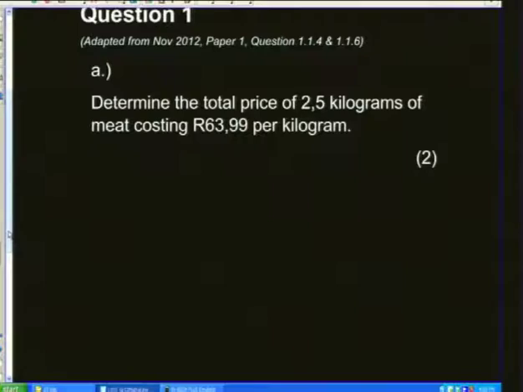And you know what? Let's get on with some mathematical literacy. Our first question comes from the November 2012 paper 1. Let's have a look at it. Determine the total price of 2.5 kilograms of meat costing 63 Rand 99 per kilogram.